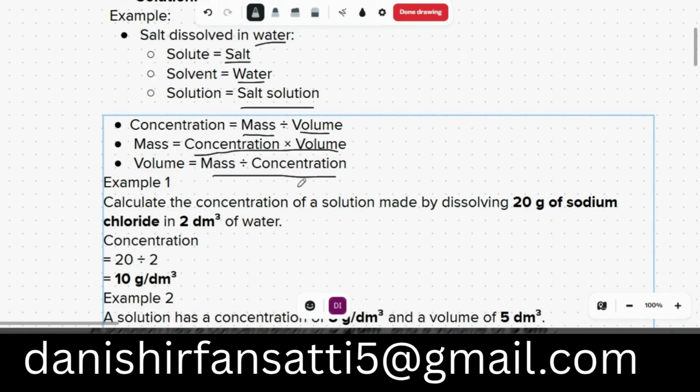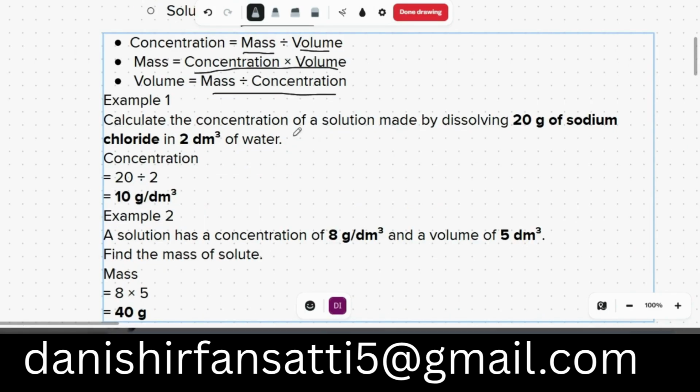Now we will do the first question. Calculate the concentration of a solution made by dissolving 20 grams of sodium chloride in 2 decimeter cube of water. So what is the mass? Mass is 20. 20 divided by what is the volume? Volume is 2. So 20 divided by 2 is 10 grams per decimeter cube. That is quite simple.